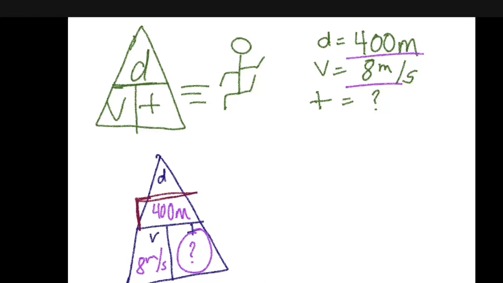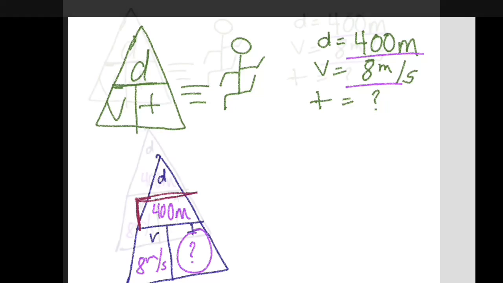So in this case, I'm stopping this for a little while. One more time, I want you to look at the triangle, the blue triangle, and it's a copy of the one on the top, the green one. It's just with smaller letters in order for you to start filling it up, okay? So I put the 400 meters on the top, the 8 meters per second on the bottom left, which is for speed, and I don't know the time. And when this happens, remember that when I'm missing one in the bottom, I need to divide. So in this case, I will start dividing 400 meters divided by 8.